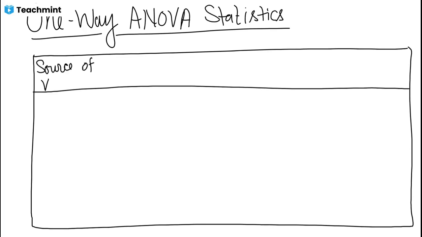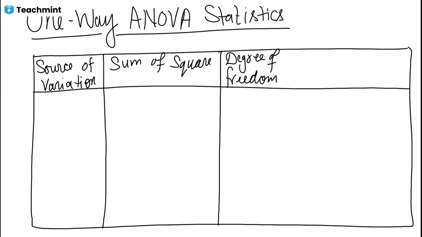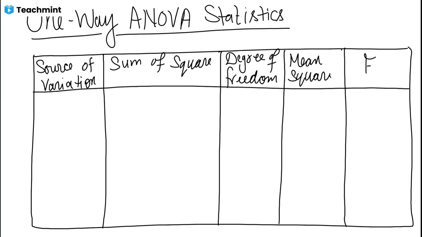Source of variation, sum of square, degree of freedom, mean square, and finally F. See.